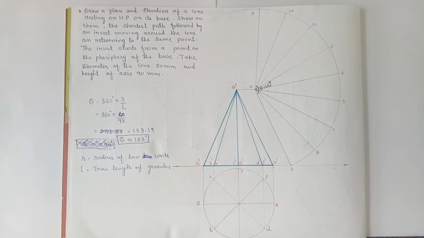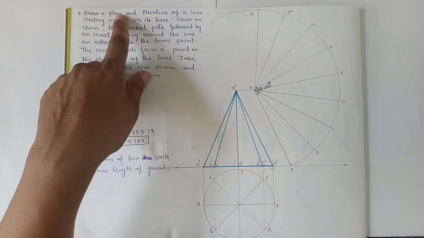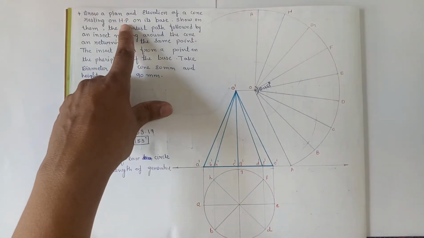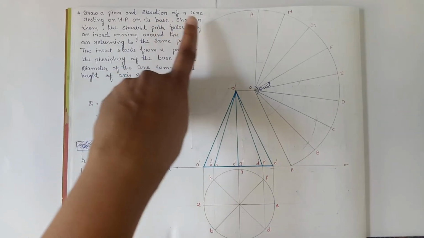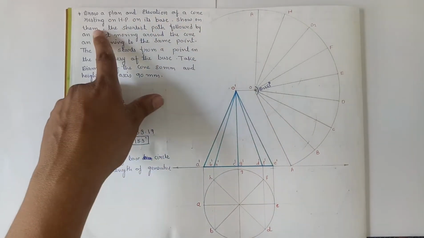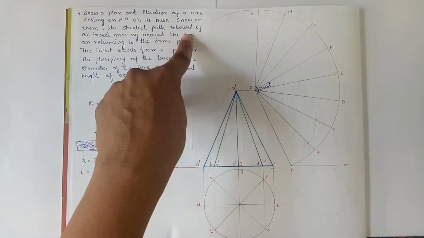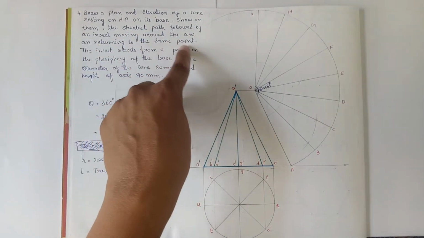Hello everyone, let us start with one more example of surface development. It is given: draw a plan and elevation of a cone resting on HP on its base. Show the shortest path followed by an insect moving around the cone and returning to the same point.